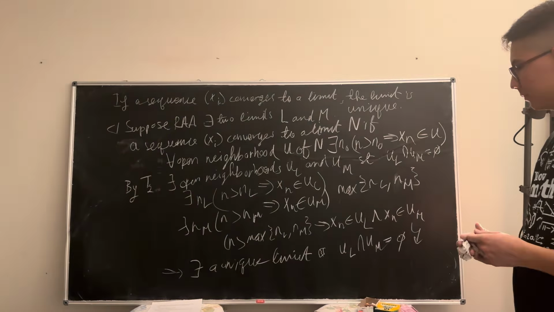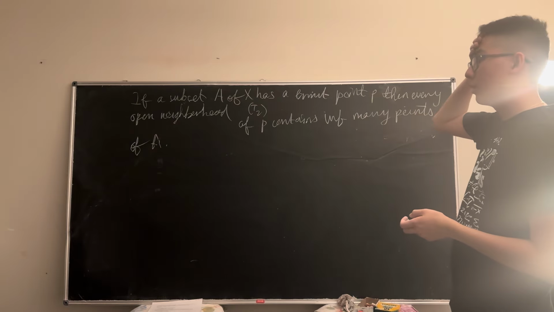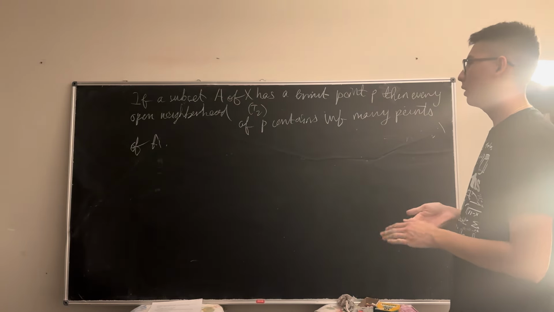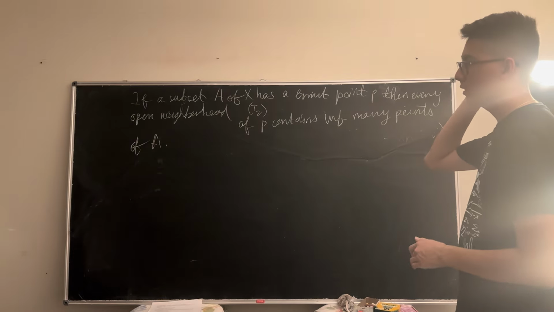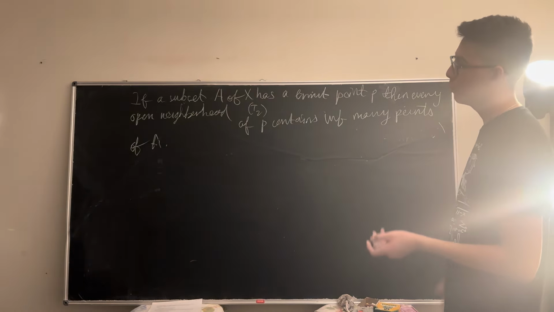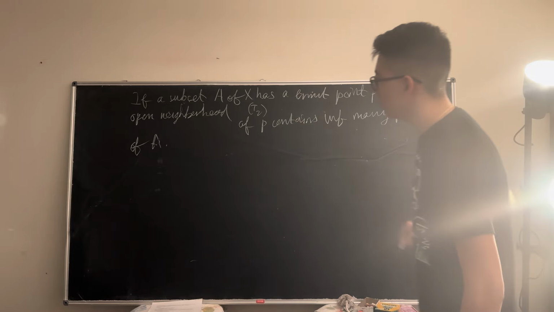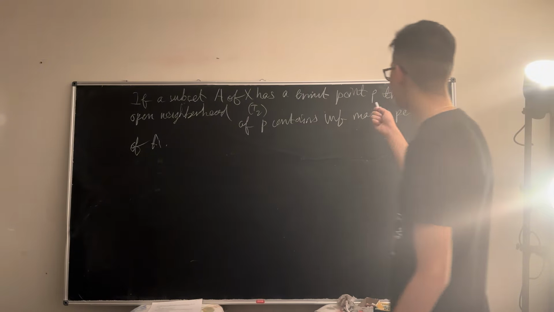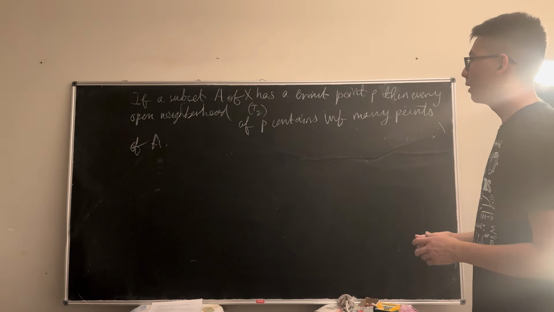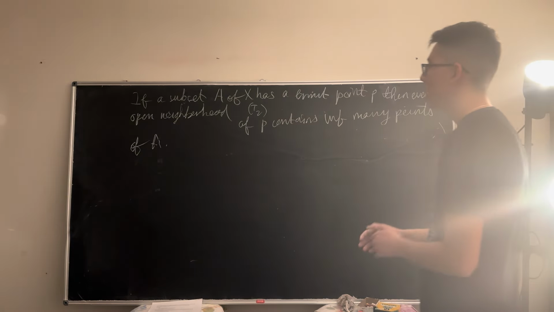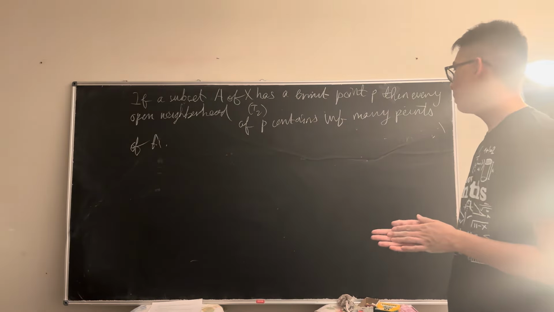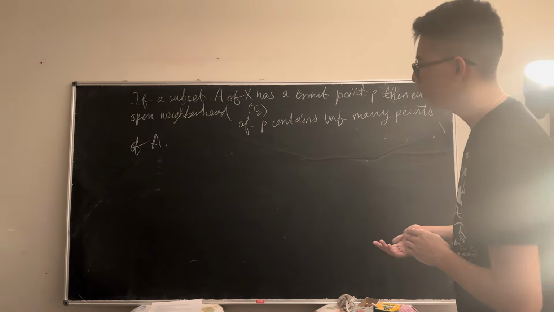QED. Alright, so the next property, and the final one that I'll discuss today, of Hausdorff spaces is this important result about limit points. It states that if a subset A of X has a limit point P, and X is a Hausdorff space, then every open neighborhood of P contains infinitely many points of A.